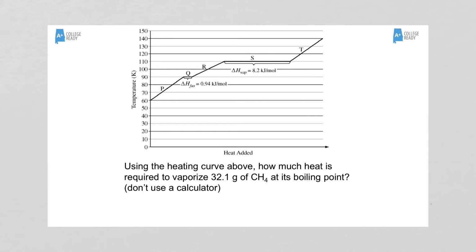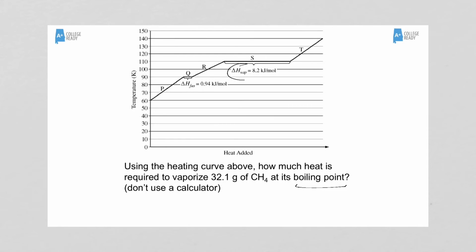Here's an example problem that might be like one you might see. Using the heating curve above, how much heat is required to vaporize 32.1 grams of methane at its boiling point? Okay, so keywords: boiling point. Boiling point and melting point are going to be flat areas. You see the word vaporize. This is the enthalpy of vaporization, so that is helpful.